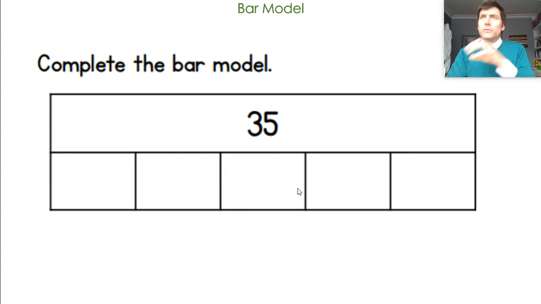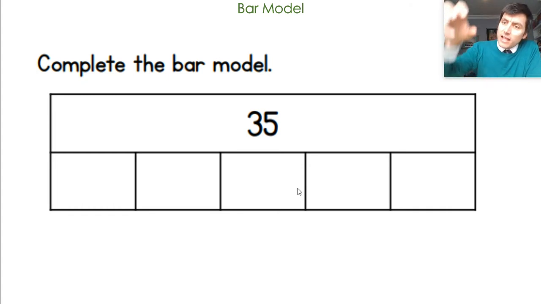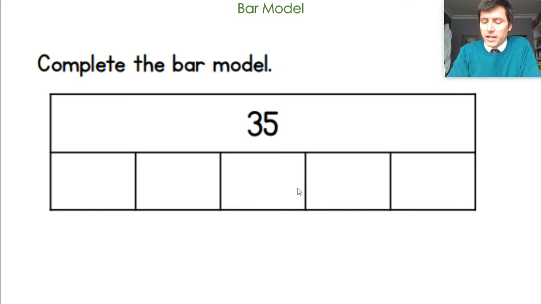Okay. So the product there, the overall answer, is that top bar. The sections that it's split into, when it's a multiplication or division, is one of the factors, the number of sections there are, and then the amount that goes into each of those sections is the other factor that we multiply the first factor by to make our product.